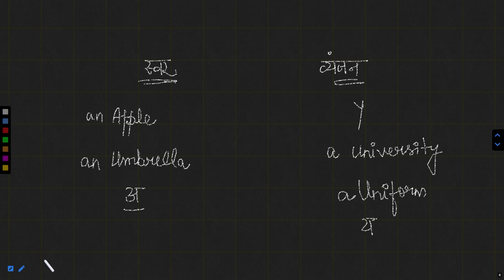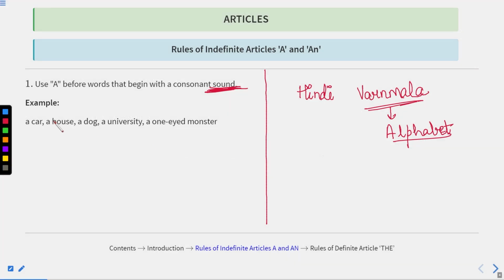But the word should be a noun over there. So if you see this, "a car": ka means it is beginning with the ka sound, so we are using A before it.